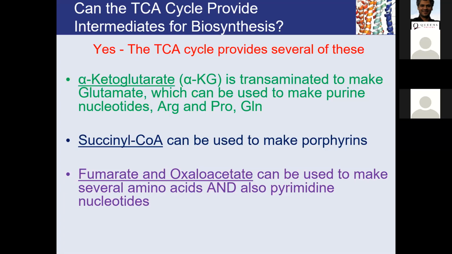Professor? Yes? Can I ask a quick question? Sure. So I know that E. coli, the culture can switch from anaerobic to aerobic. Mm-hmm. So would the citric acid cycle change when it switches from that state?